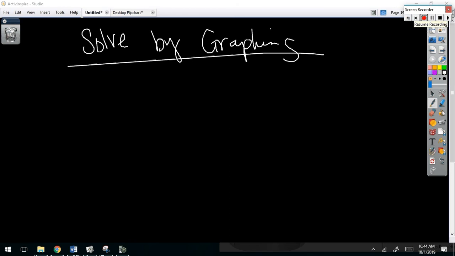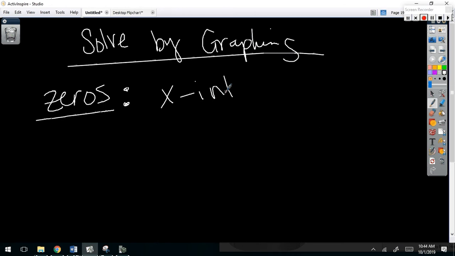where we found the zeros of equations and they were the solutions of the equation. So we're doing the same thing, but we're using quadratics now. So if you think about the zeros, tell me what the zeros of a function are. X-intercepts. It's where it crosses the x-axis.